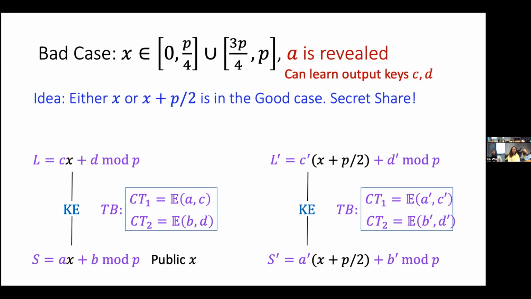I'm going to duplicate my key extension, one with completely random a and b's. One copy uses value x, another copy uses value x plus p over 2. One of the copies is going to be secure, meaning in that secure copy, A and B, C and D, their individual values are hidden. And all that you learn are the linear combinations.